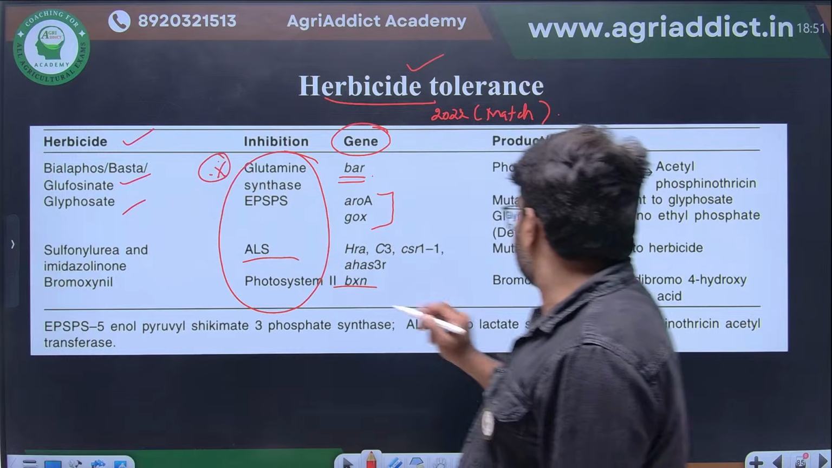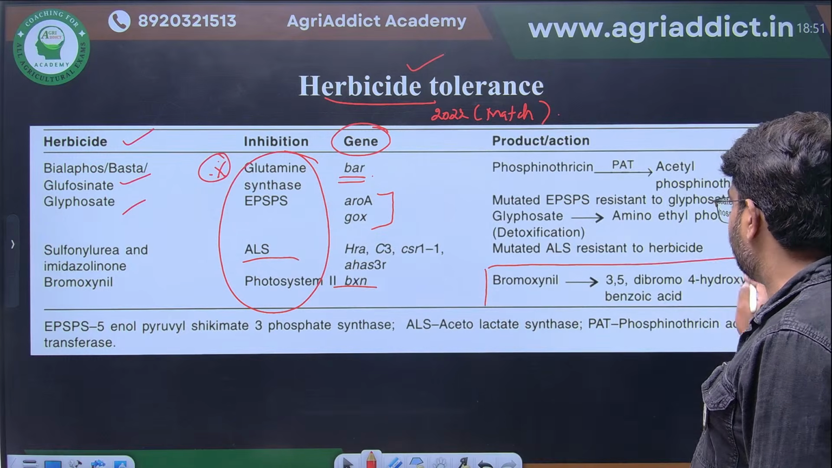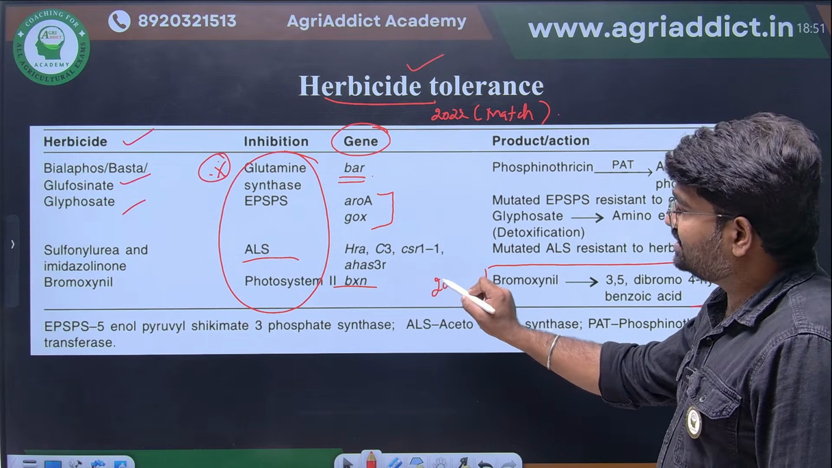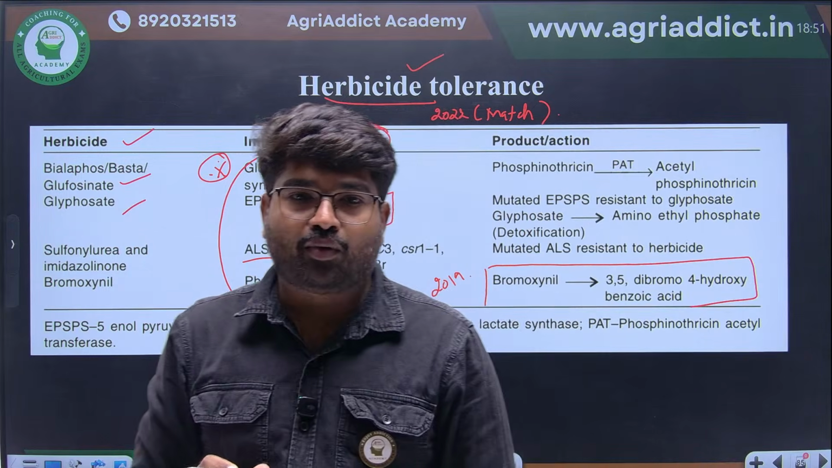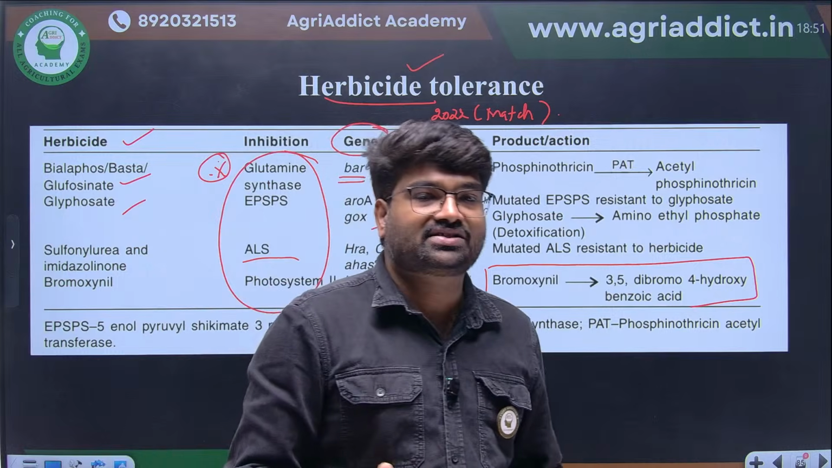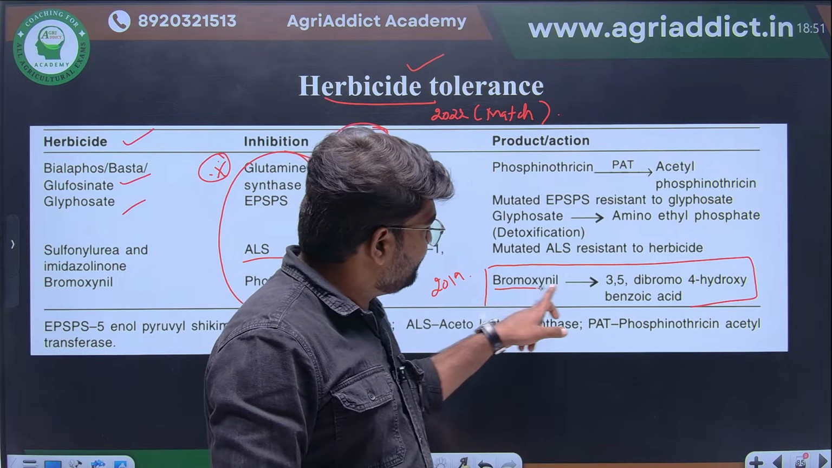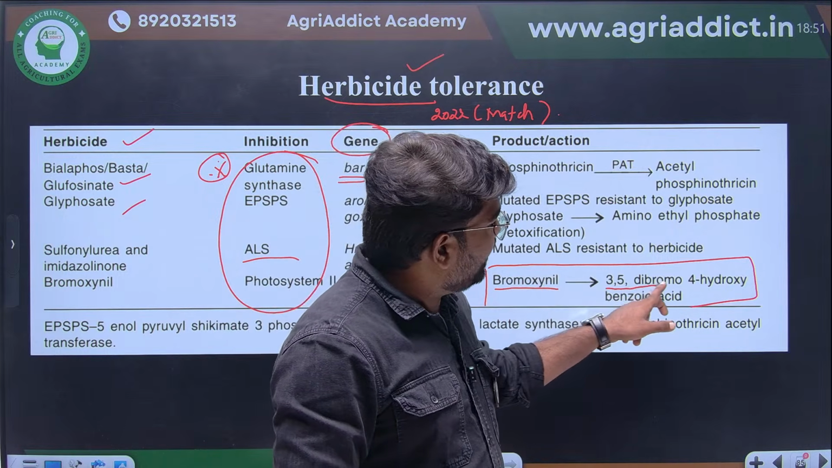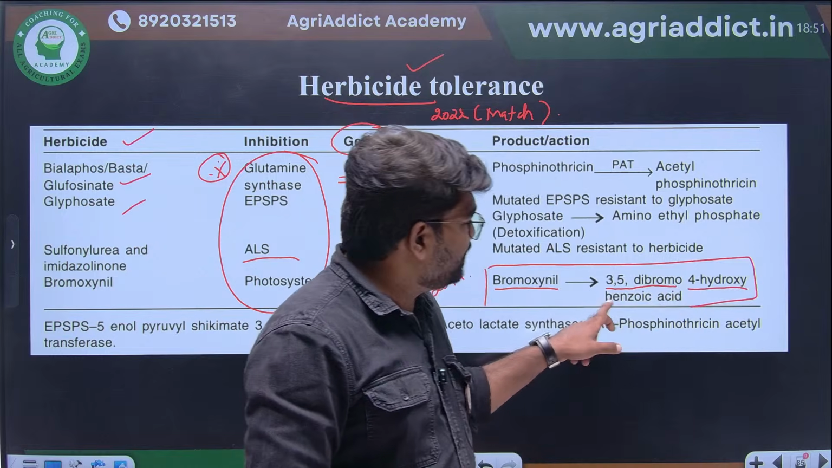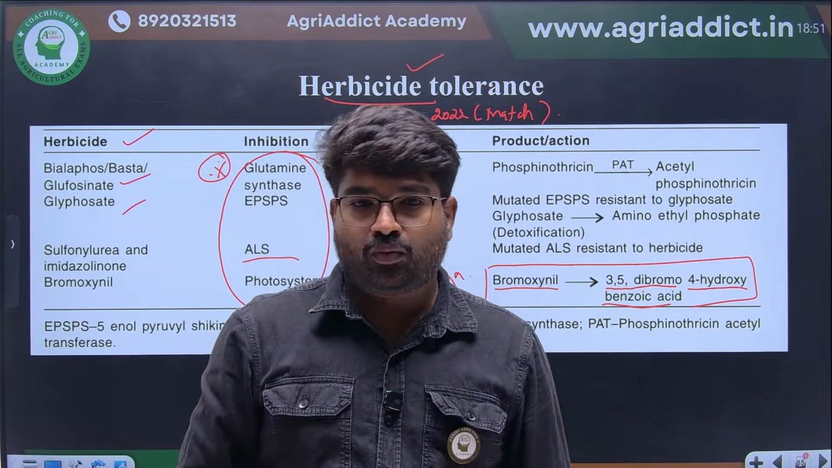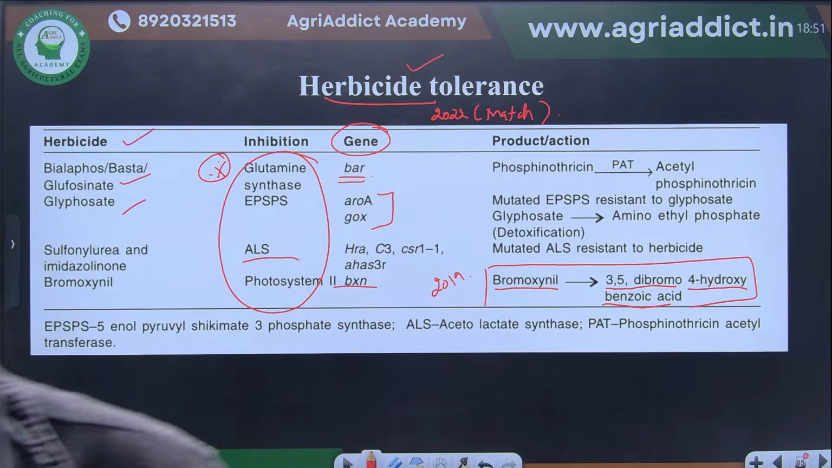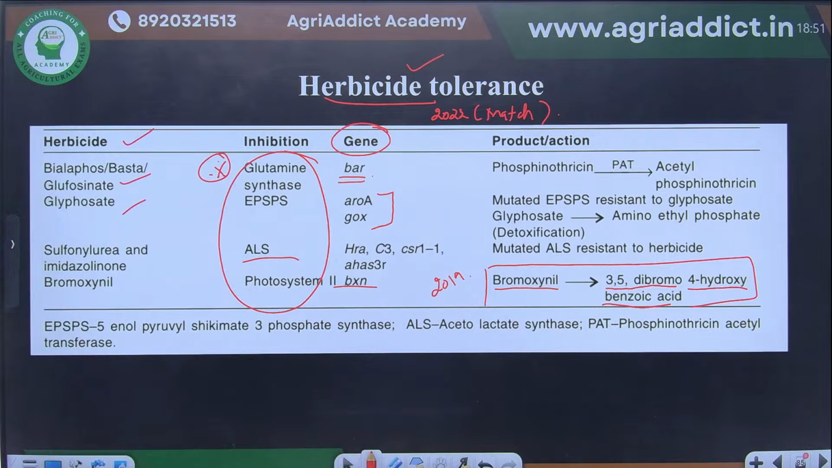They asked this question in 2019: what is the mode of action, and how will bromoxynil be converted into a detoxified product? Bromoxynil will be converted into 3,5-dibromo-4-hydroxybenzoic acid. This is the degraded product of bromoxynil. Any doubt in this? If any doubt is there, kindly let me know.